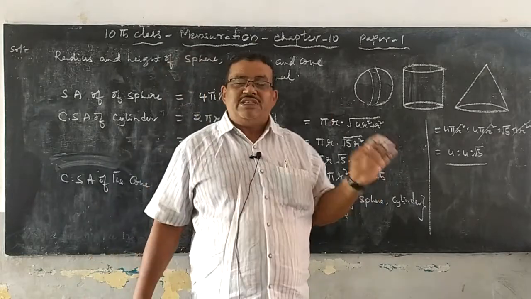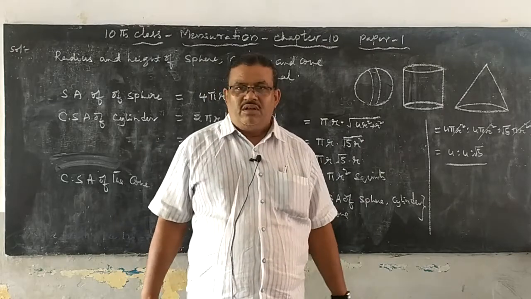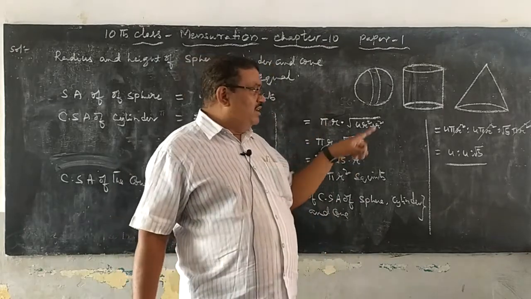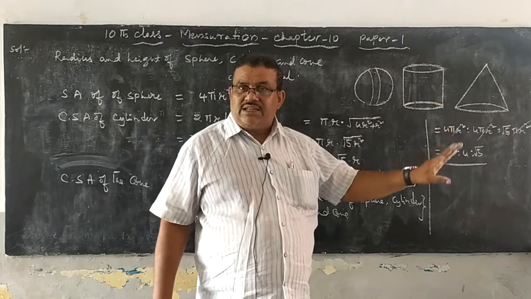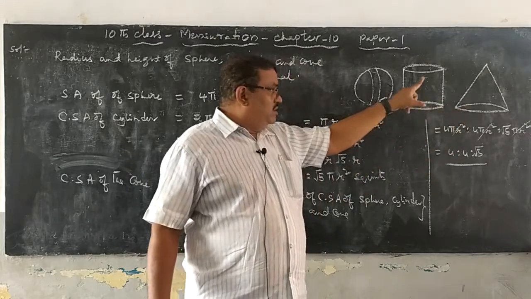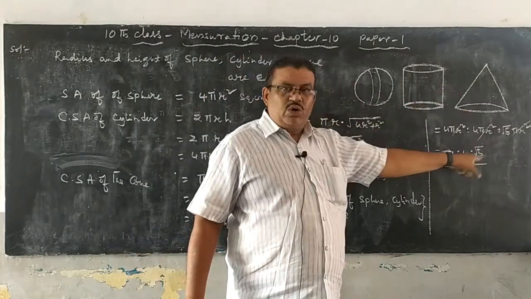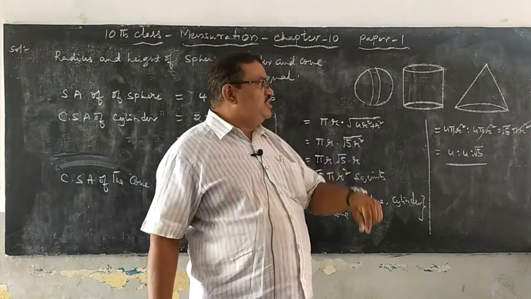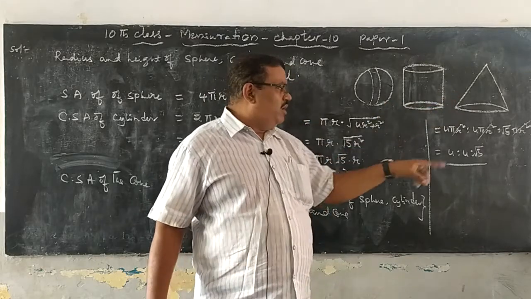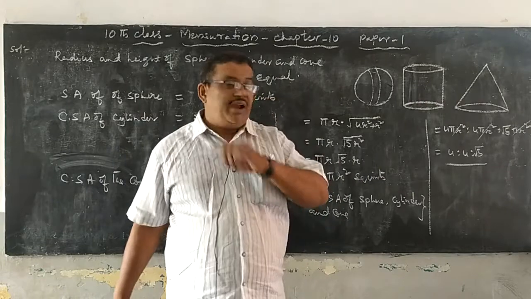Children, one thing you have to keep in mind. The same problem was given in a polytechnic examination in a previous year, but they asked in a different order. They asked cone, cylinder and sphere. The cone ratio is root 5. So at that time, what is the CSA of cone, cylinder and sphere? Root 5 is to 4 is to 4. Keep that in mind.